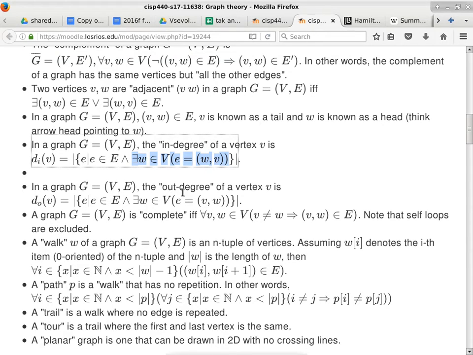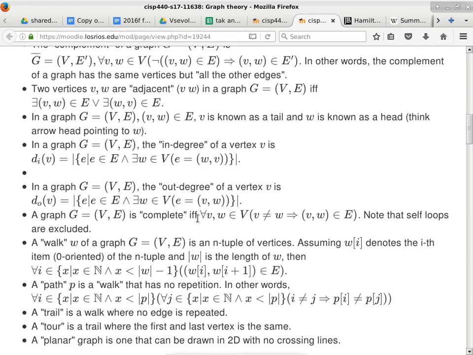What about out degree? Well, you can see that the definition of out degree is almost exactly the same, except in the in degree the edge is WV, and in the case of out degree, it is VW, which basically means we're counting the number of things that V can reach. If I start from V, how many vertices can I reach directly using edges from V? That's the out degree. So in degree and out degree are basically just counting how many edges are coming into vertex V, and how many edges are pointing out of vertex V.